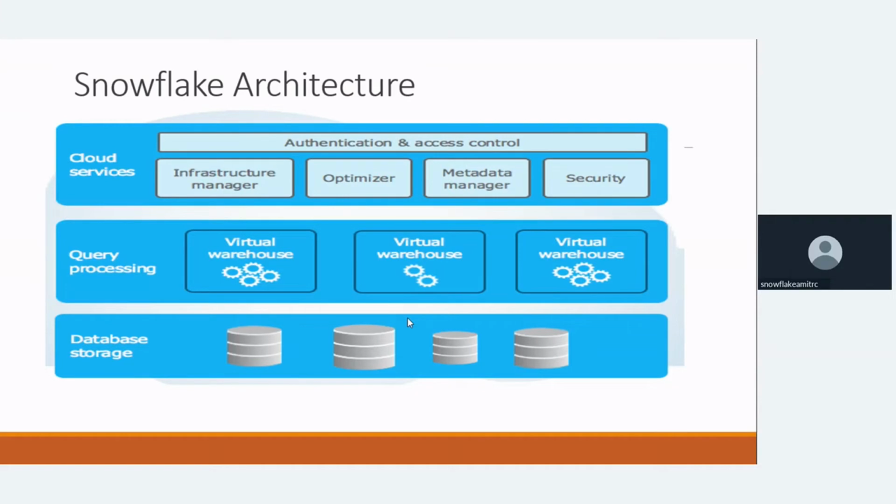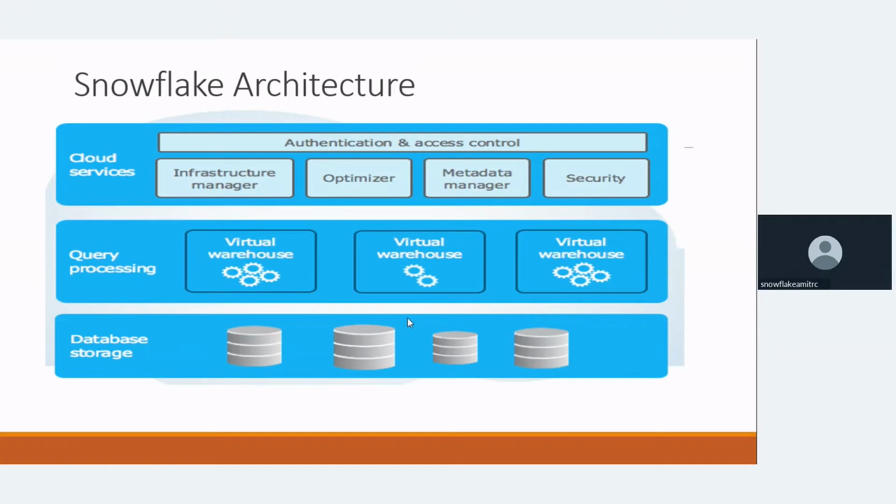Then we have the query processing layer, where whatever query we write will be processed in the virtual warehouse. After processing, whatever data it has to take or show to the user, it will pull from the third layer, the database storage layer. Okay, so this is the Snowflake architecture.